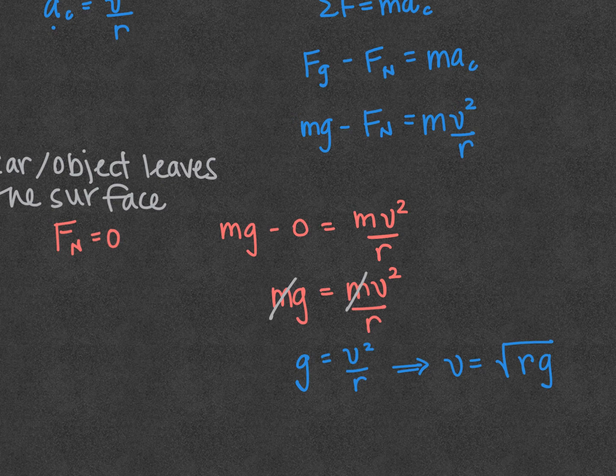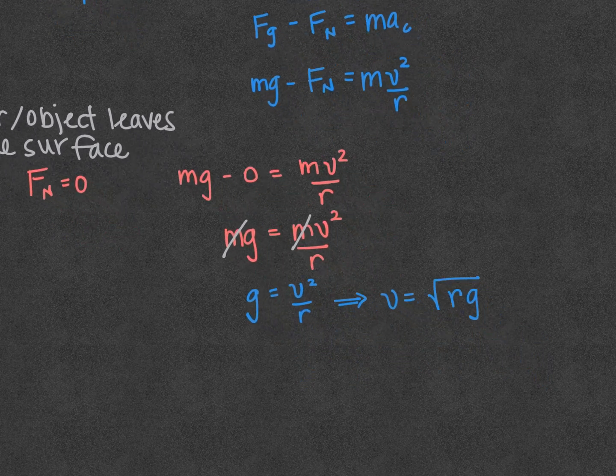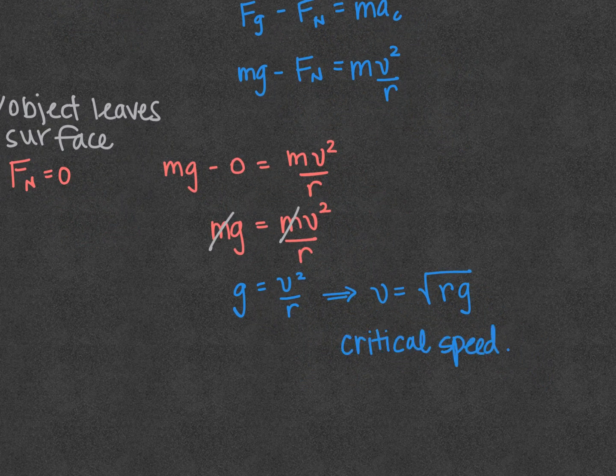Now this has a special name. It's called the critical speed. If an object moves faster than the critical speed at the top of the hill, it will leave the hill, it will leave the surface. So anytime you are on a roller coaster or any sort of ride where you feel weightless at the top, it means that the car you're riding in is reaching, or at, or even greater than the critical speed. Now let's look at the bottom of the hill.